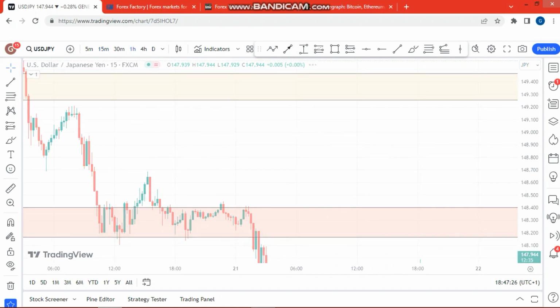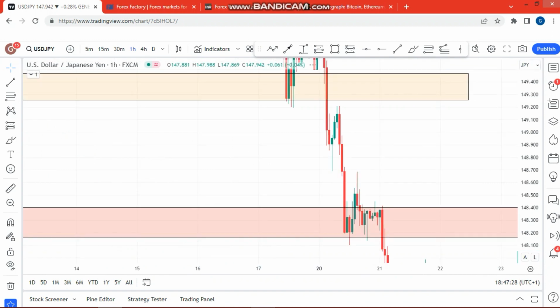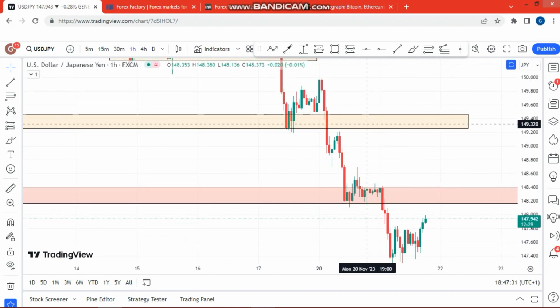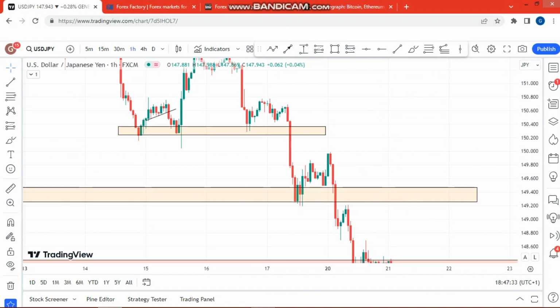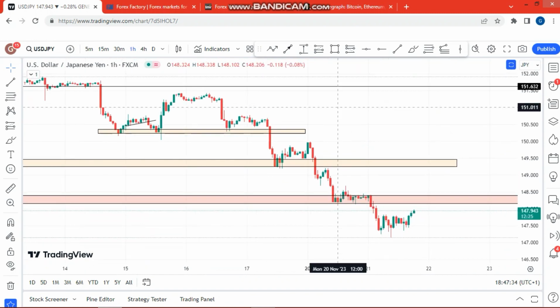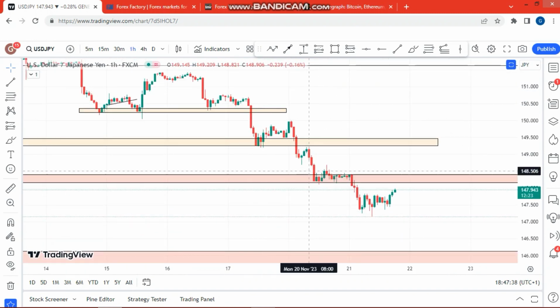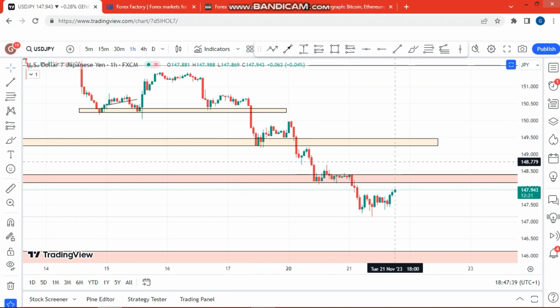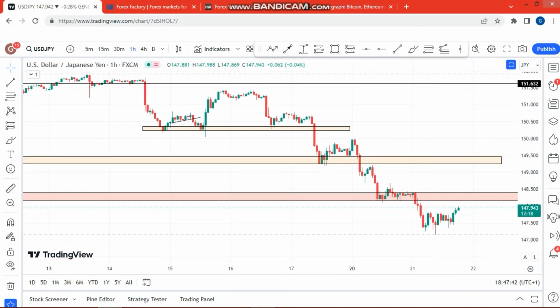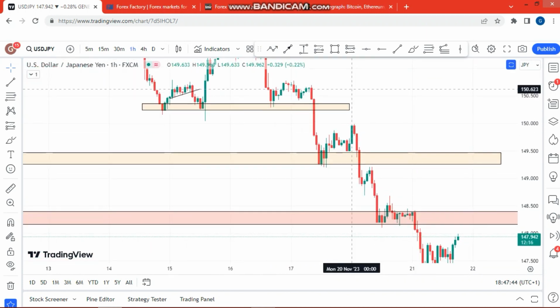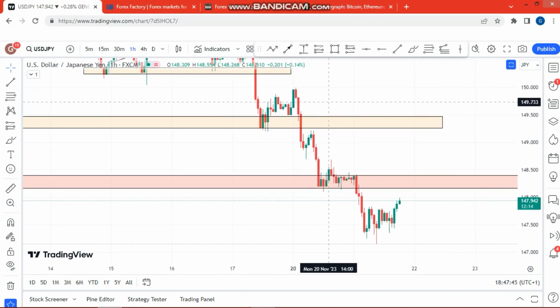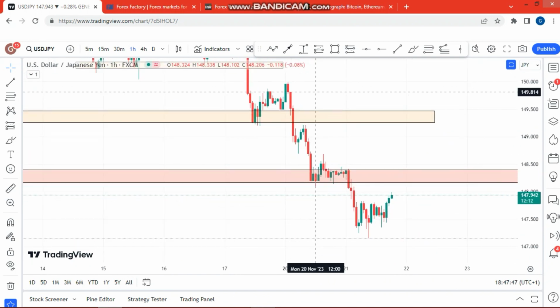For example, I'm looking at USD JPY, and as you can see, this is a market that has been trending to the downside. You've been seeing the lows and highs right there, and that is just what you want to always be looking at. Make sure that the market is in a trend, and you want to counter the trend.